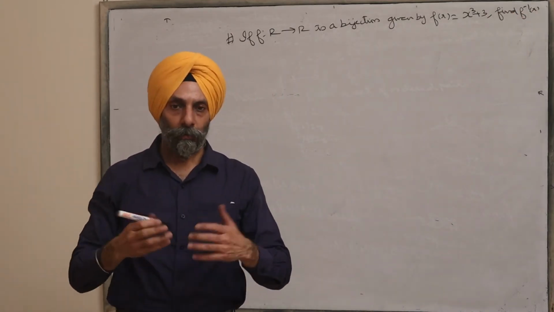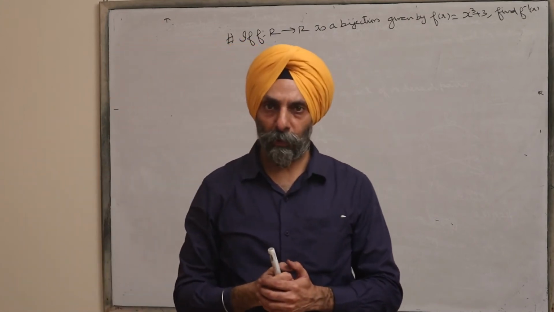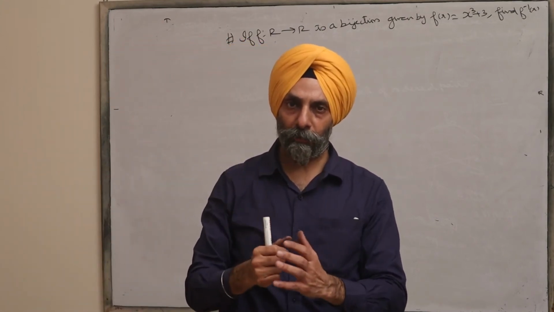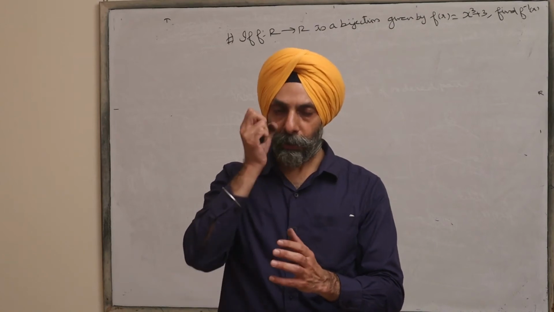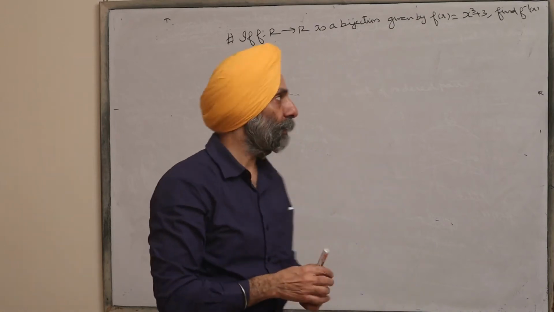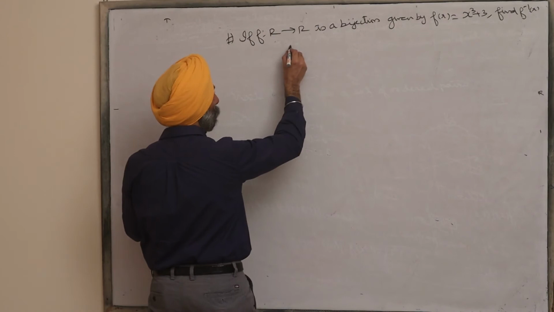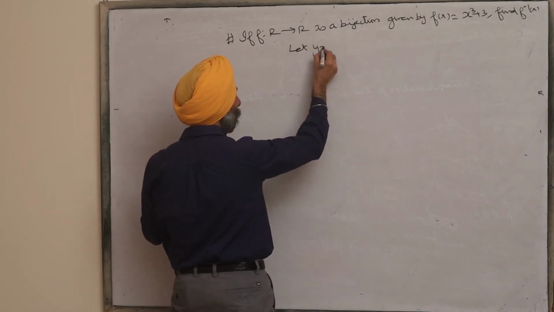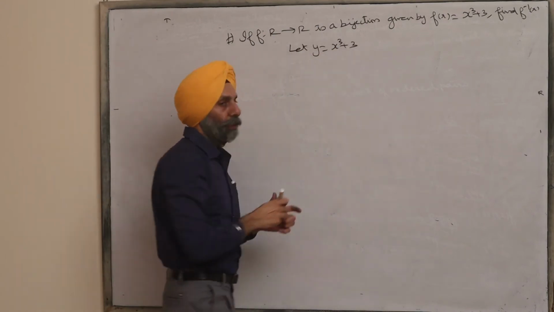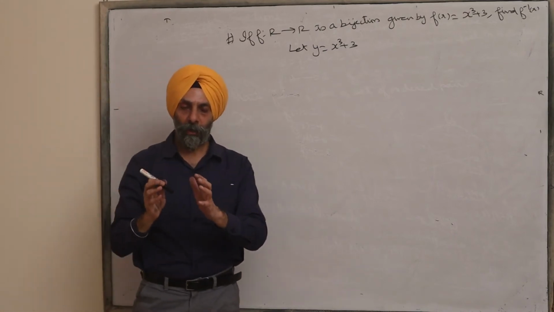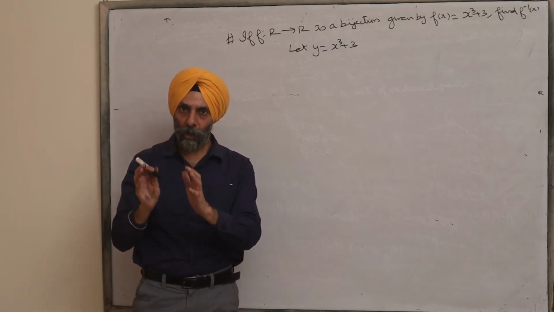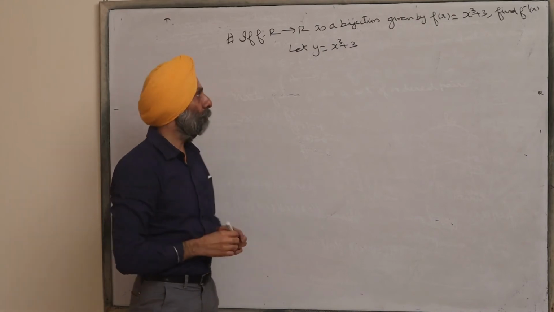Now we have come to know what is an invertible function. We can check whether the function is invertible or not. Now the next question is how to find the inverse of a function. So let us take y is equal to x cube plus 3. Whenever you have to find the inverse of a function, always write down x in terms of y.